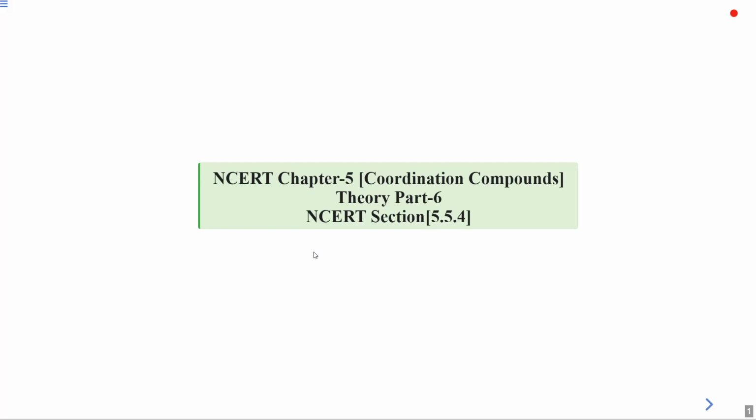Today, as you all know, we are going to cover the theory part 6 of the chapter coordination compounds. So let's begin our today's topic, NCERT chapter 5 coordination compounds, theory part 6. And today we are going to cover the NCERT section 5.5.4.